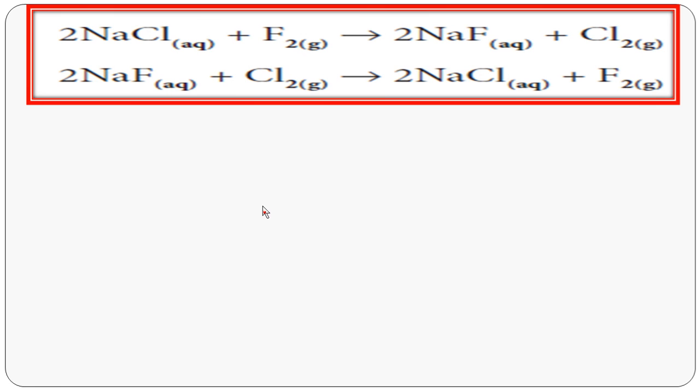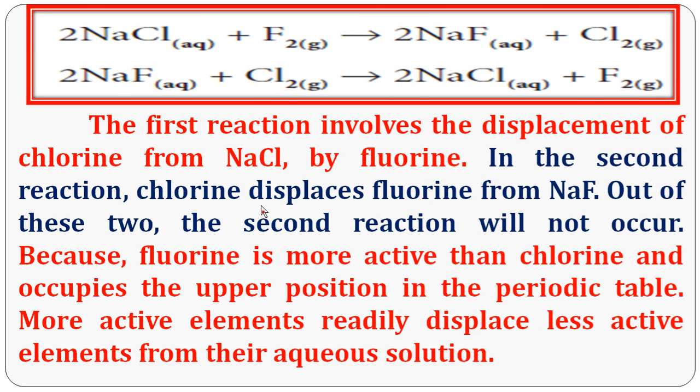One more example, that is reaction with halogens: fluorine, chlorine, bromine, iodine. So these are called halogens. NaCl reacts with fluorine, F2, to give NaF plus chlorine. Here, which is more reactive? Fluorine is more reactive than chlorine. So the products are sodium fluoride and chlorine gas.